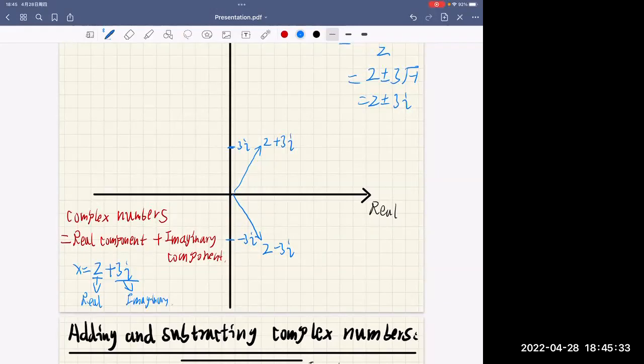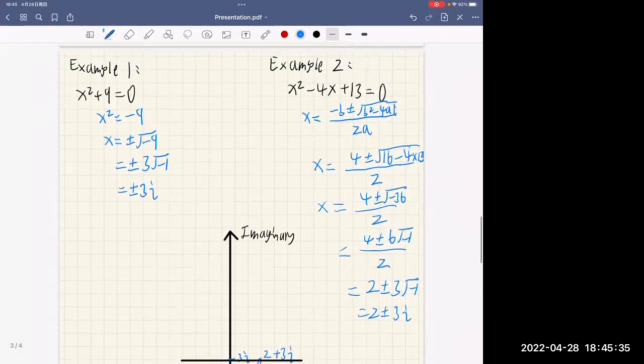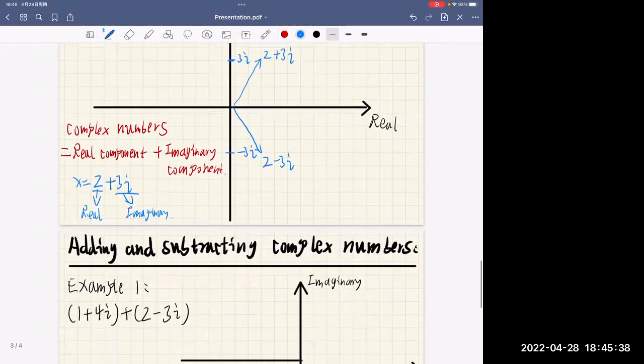And let's see our solution for example 1. x equals to, let's say, x equals to 3i. What is the real component of x equals to 3i? Does it have a real component? It doesn't have a real component, right? So the real component equals to 0, and it only has an imaginary component. So the imaginary component equals to 3i.